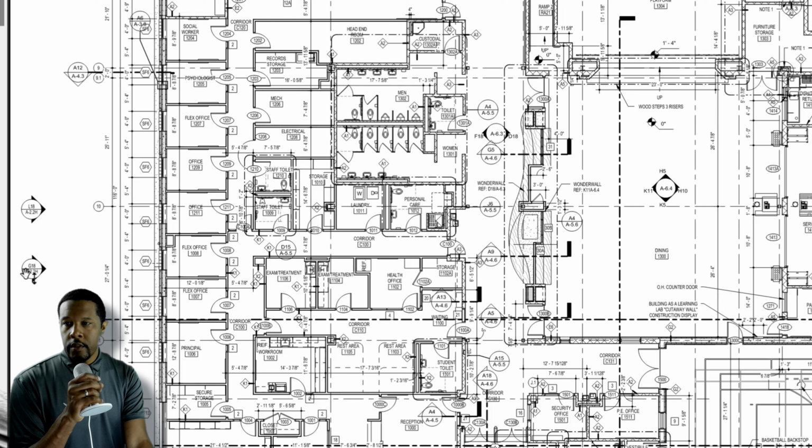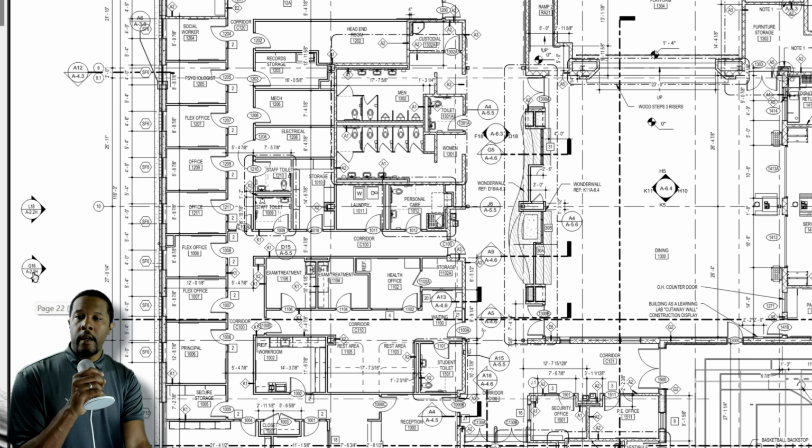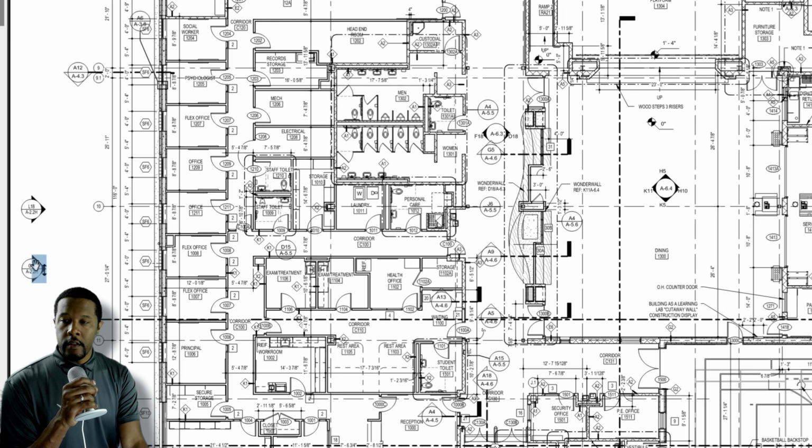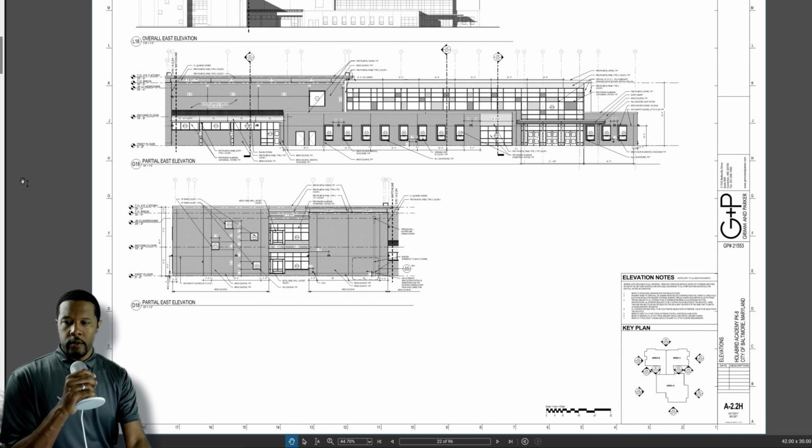So I want to go to this sheet right here, A-2.2.H, and look at the different elevations. That's going to get us familiar with the finishes, the building envelope. Here it is right here.